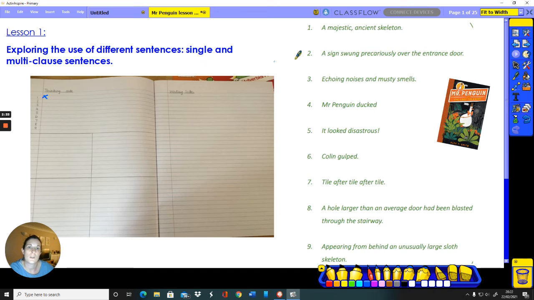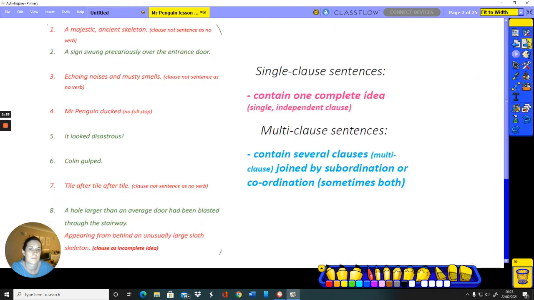So what I need you to do is read through 2, 3, 4 and then all the way to 9, and each one read it and decide whether it is a sentence or not. You can pause the video and have a go at that task. Okay, so here are the answers. The clauses in red are the clauses that are not sentences. The clauses in green are the clauses that are sentences.